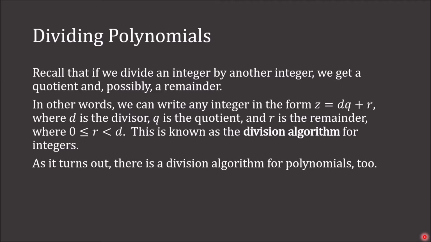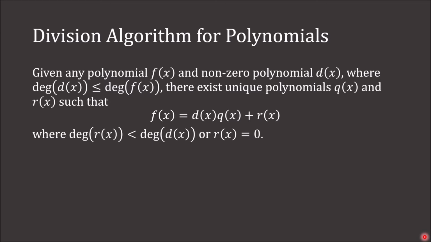And as it turns out, there's also a division algorithm for polynomials. And here it is. Given any polynomial f of x and non-zero polynomial d of x, where the degree of d of x is less than or equal to the degree of f of x, there exist unique polynomials q of x and r of x, such that f of x is equal to d of x times q of x plus r of x, where the degree of r of x is less than the degree of d of x, or r of x is 0.